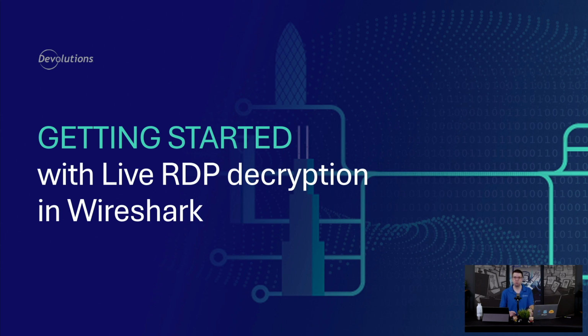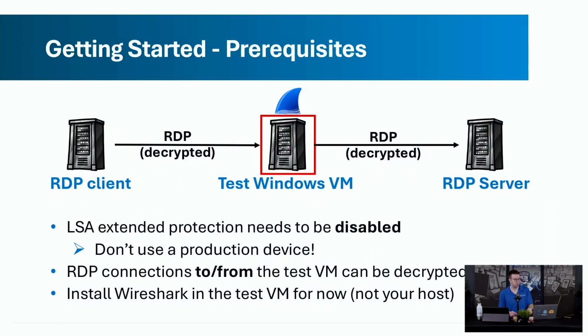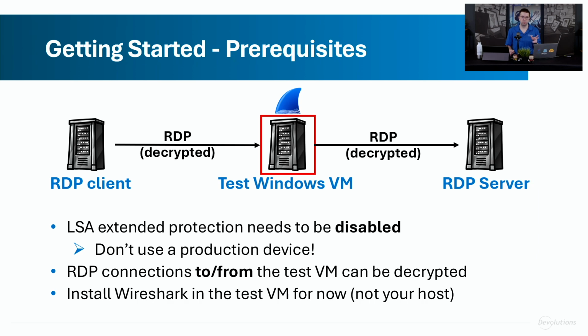Let's get started with the simplest how-to on how to get some RDP traffic decrypted. So the prerequisites. Right now, what you should have at least is a test Windows VM into which you can RDP. This is the bare minimum. If you want to have something functional, just create a VM with Windows in it. You can RDP into it, we're good.